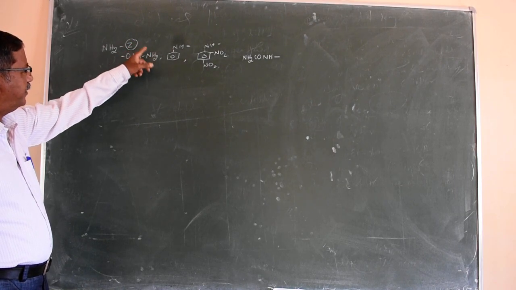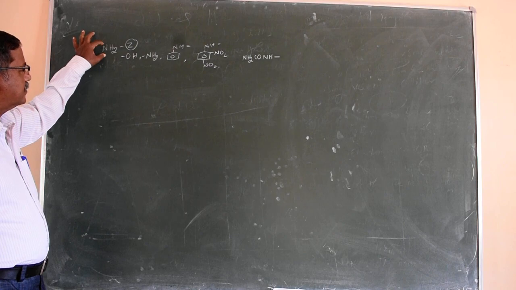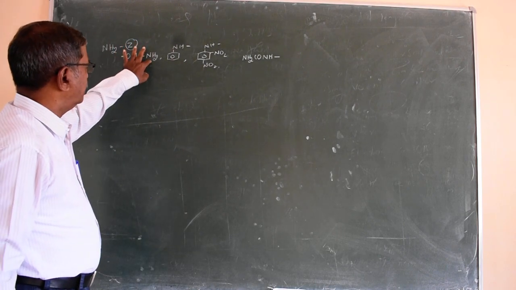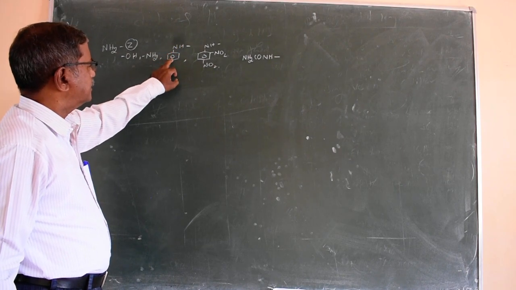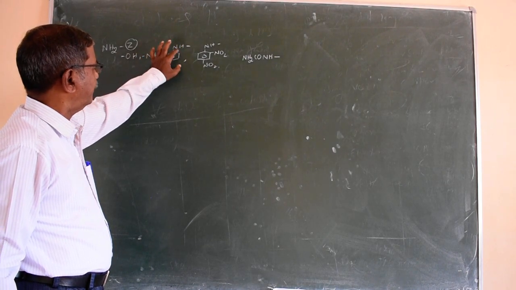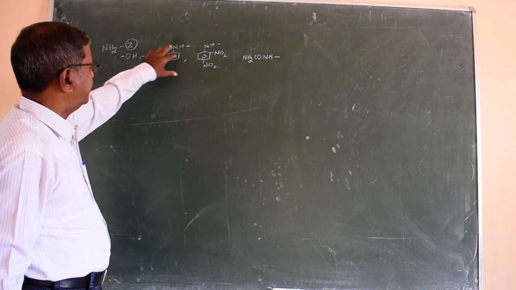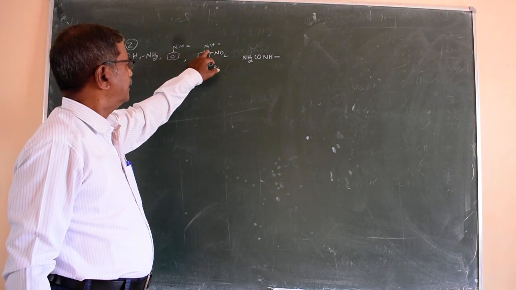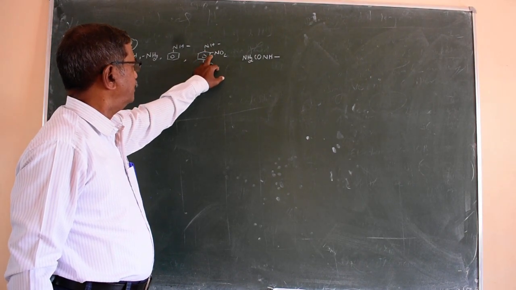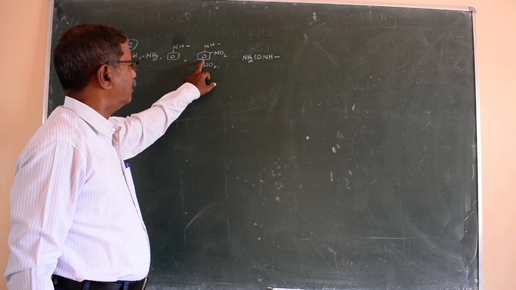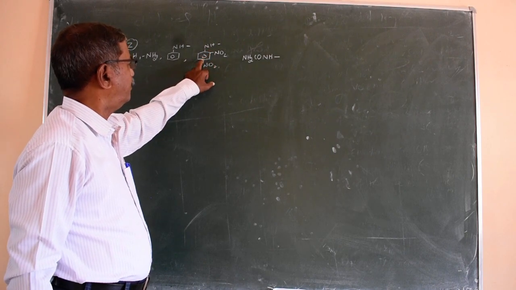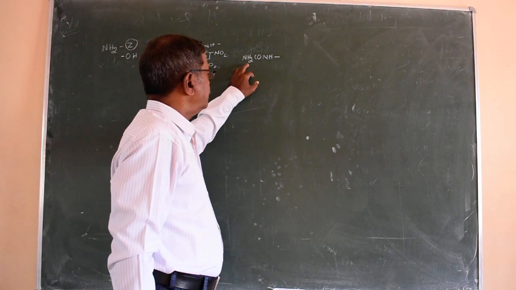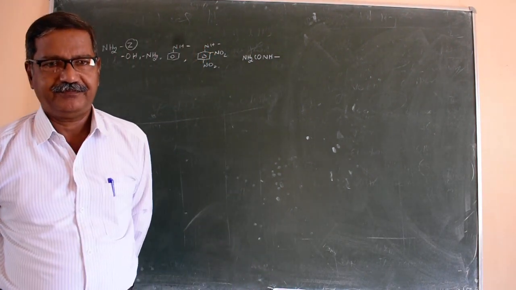When Z is NH2, its formula is NH2NH2, called hydrazine. So when it is C6H5NH, we know this is called phenyl and this one is called hydrazine, so it is phenylhydrazine. This is 1, 2, 3, 4. So it is 2,4-dinitrophenylhydrazine. And this one is semicarbazide.